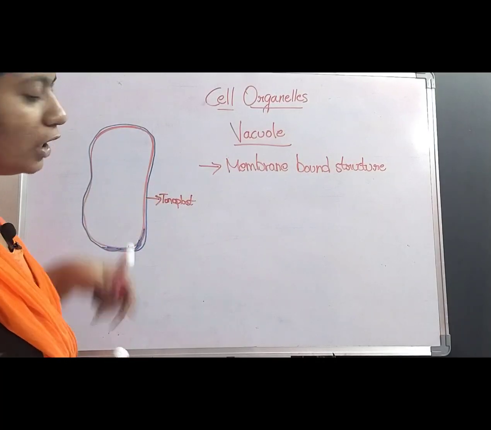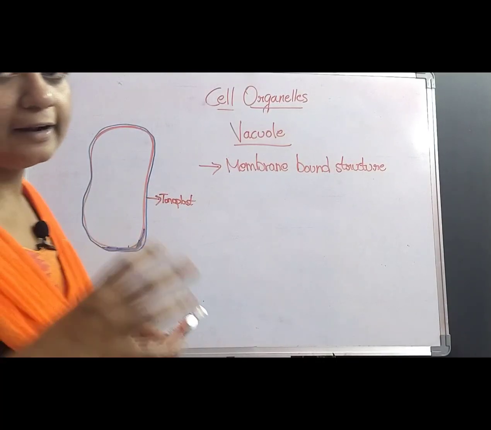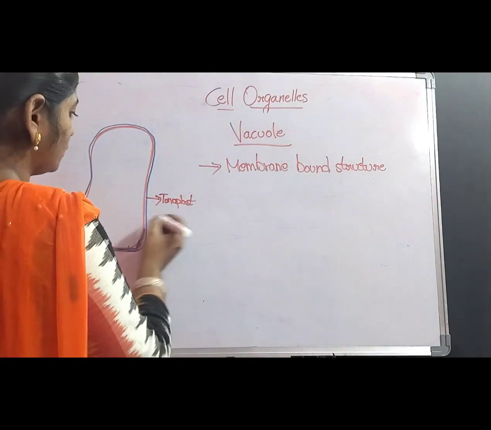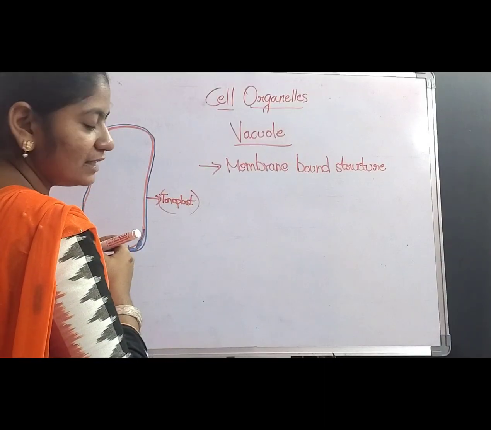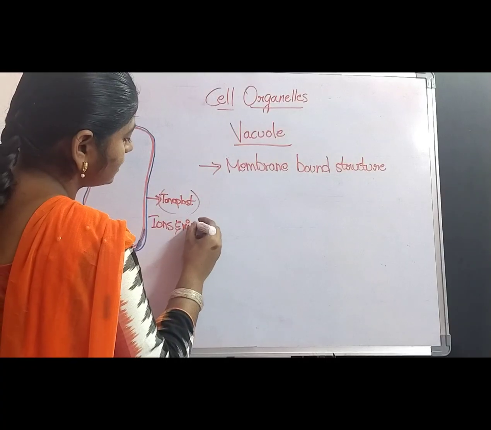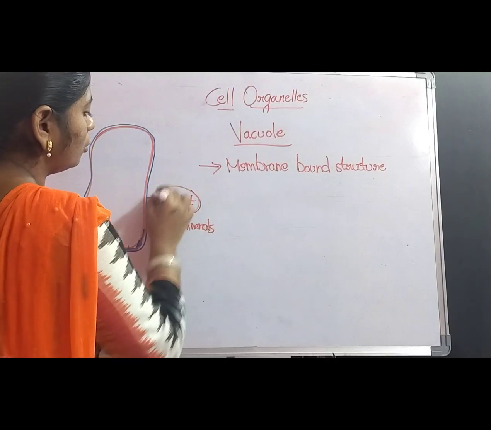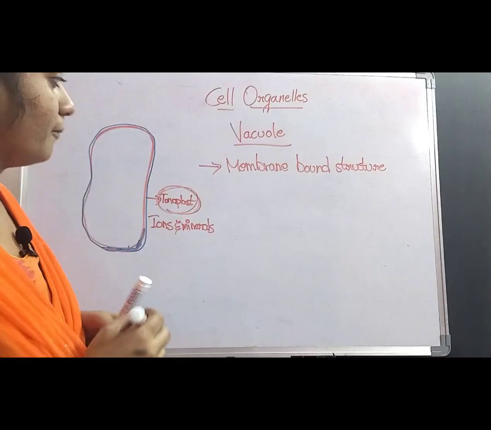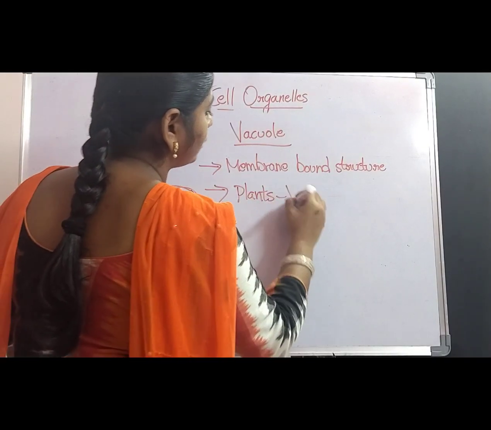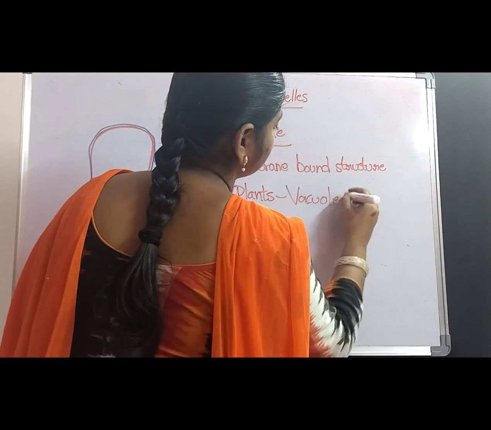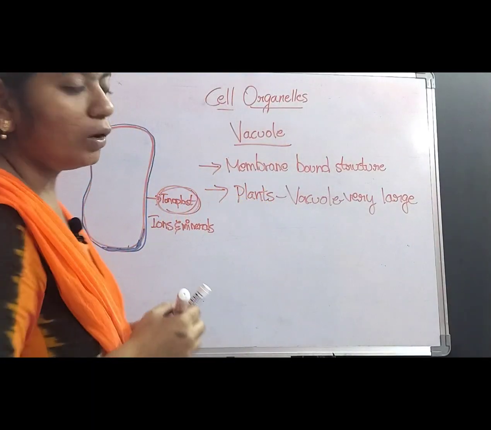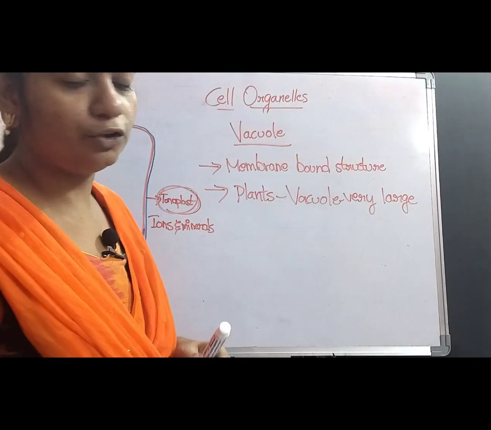And what is the function of the tonoplast? The tonoplast helps in the movement of ions and minerals into the vacuole. So what is the function of the tonoplast in the plant cell? Ions and minerals are moved inside the vacuoles through the layer called tonoplast. And in plants, the vacuole is very large.